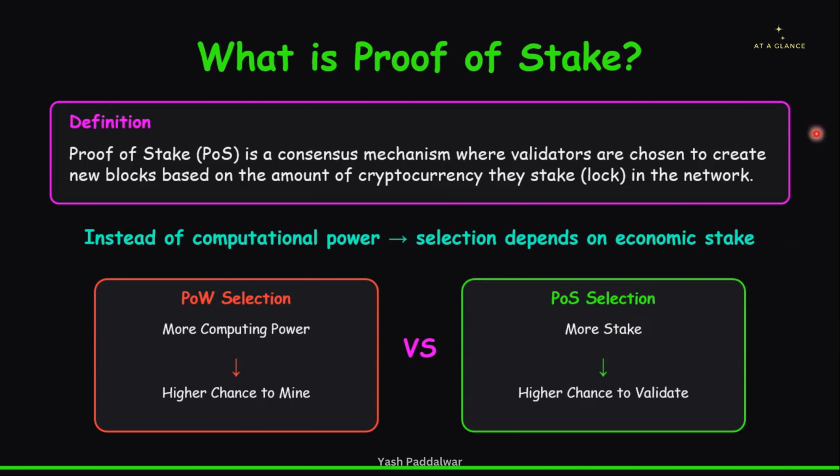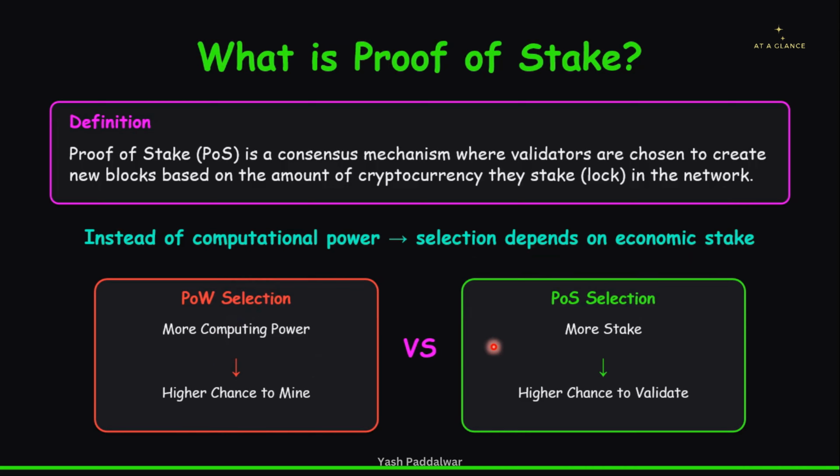So let's have a look at the core ideology of it. By definition, proof of stake is a consensus mechanism where validators are chosen to create new blocks based on the amount of cryptocurrency they stake, or lock, in the network. Now what does it mean? Instead of relying on computational power, as in POW we have seen, right? POS relies on the economic stake. So the selection depends on the economic stake.